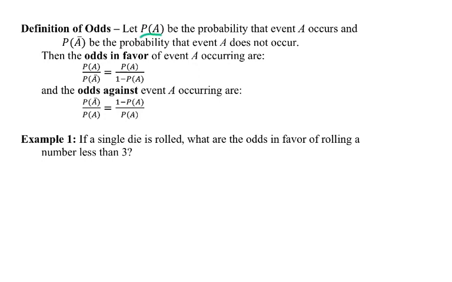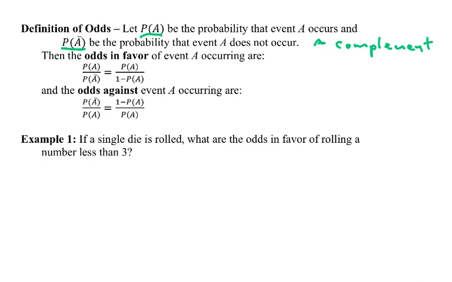Let P of A be the probability that an event A occurs. And let P of A with the bar over it, which we're going to read as A complement, be the probability that the event A does not occur. So actually, if you just think in terms of the probability A occurs and the probability that the event doesn't occur, that's what you need.